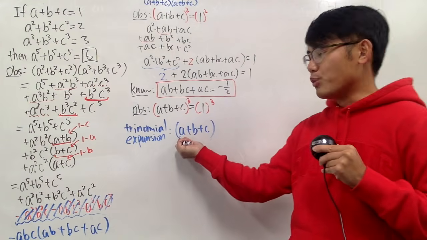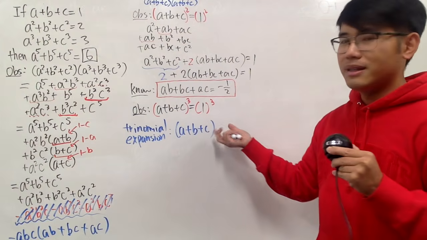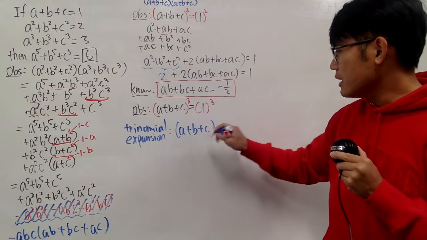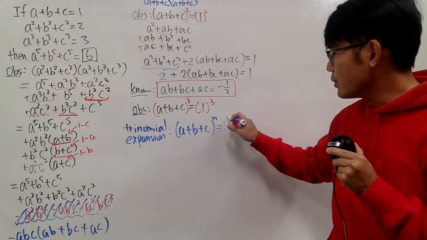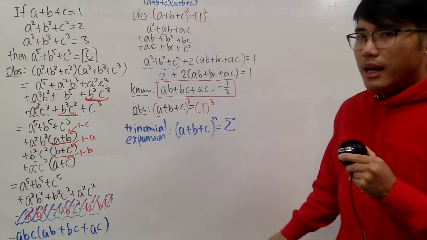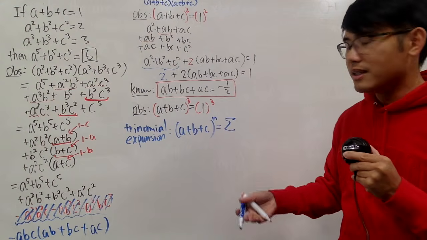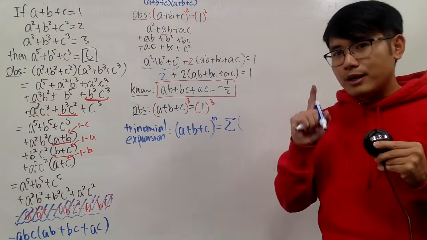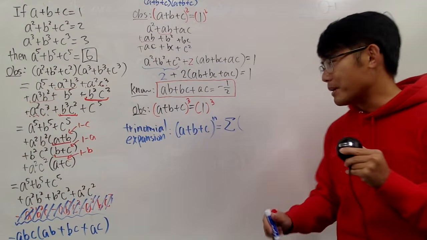And sometimes you may have more things such as 2x plus 5y and then minus 7z or something like that. Let's say we have this raised to the nth power. Then in this case, we know this is equal to the sum. And because you have three things, you actually have to use three indexes. First of all, you are going to use the trinomial coefficients, not the binomial coefficient, but the trinomial coefficients.